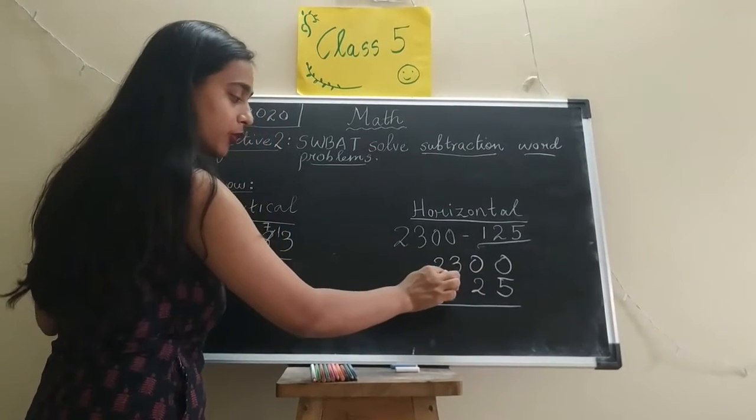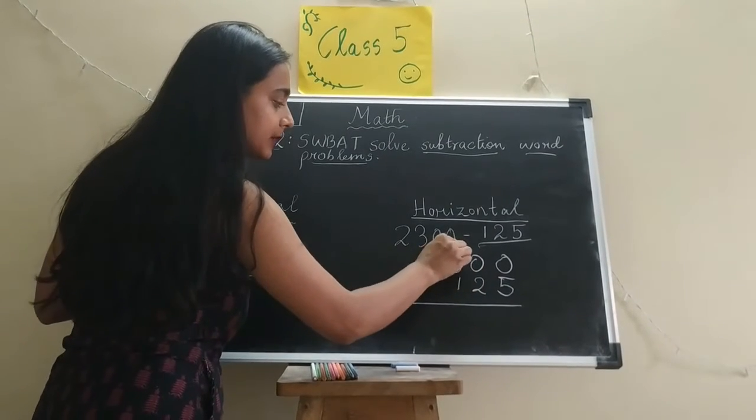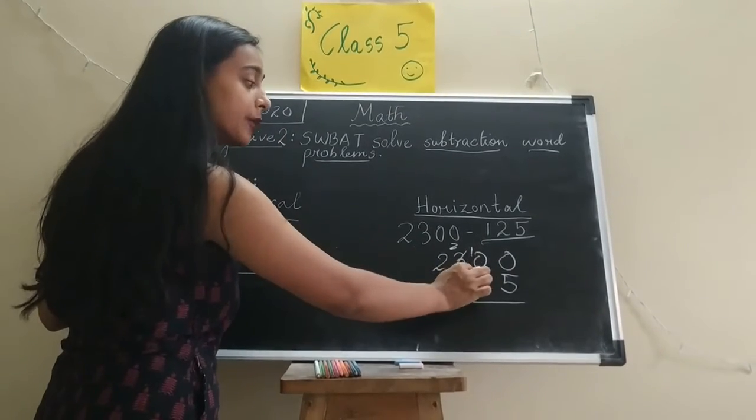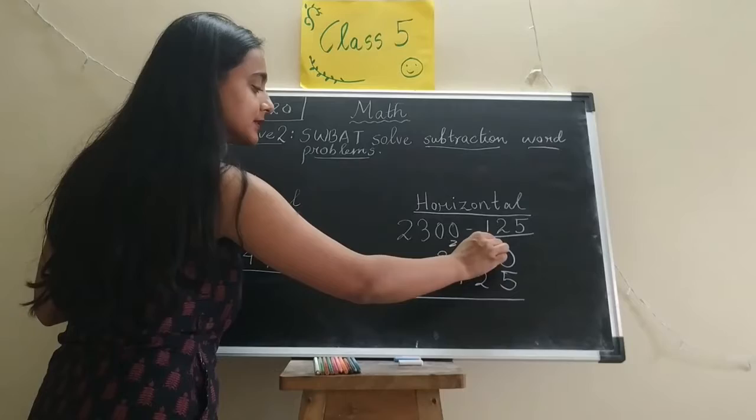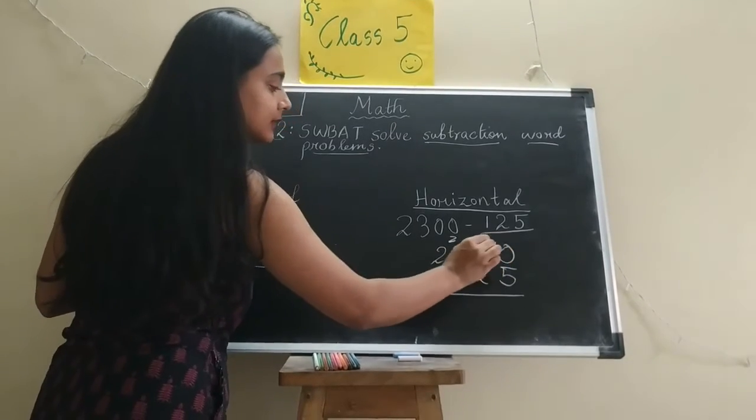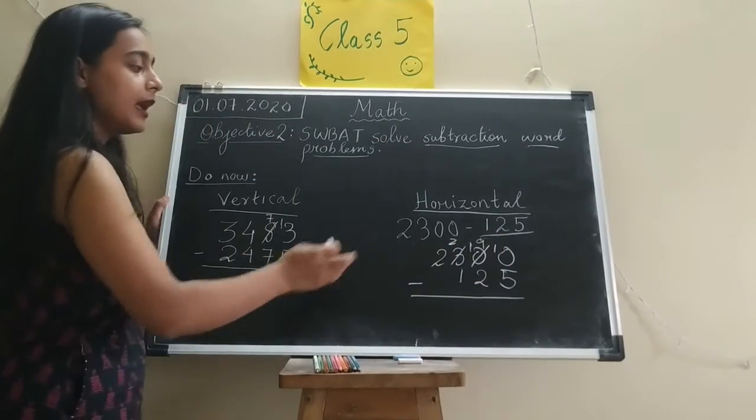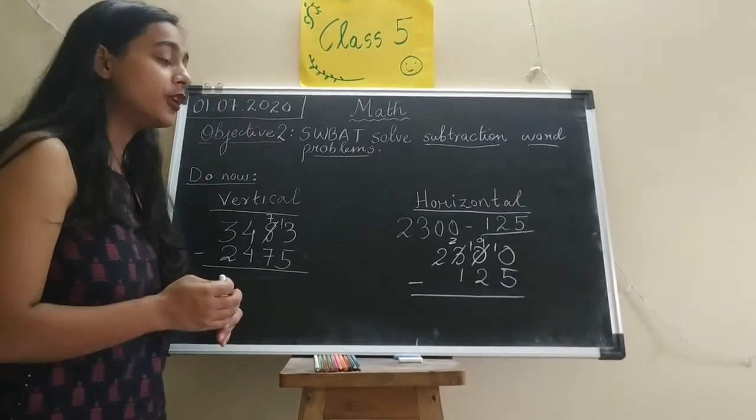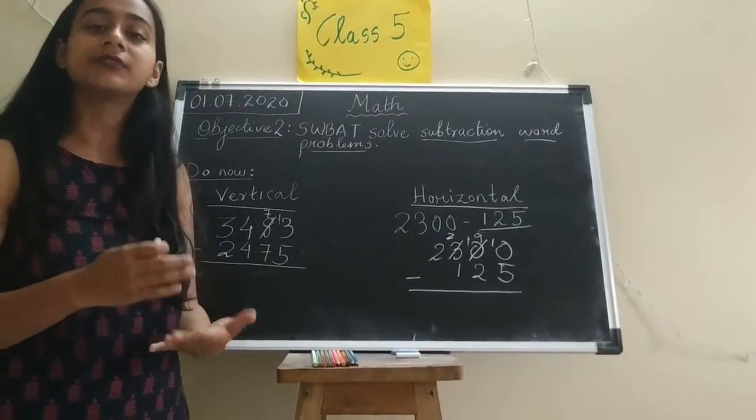He will first borrow from 3. So 3 will become 2. This will become 10. अभी इसके पास 10 है. Now he can give to this person. So he will give 1 here and this will become 9. And after this you can do the full subtraction. Okay. Now we will move on to knowing the clue words for subtraction.